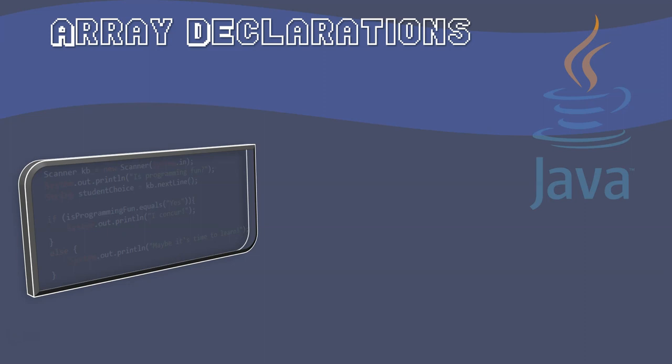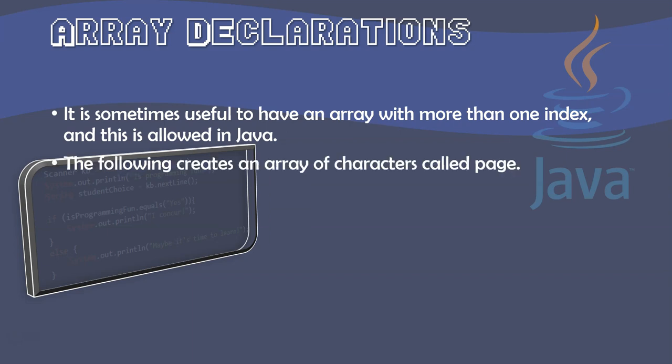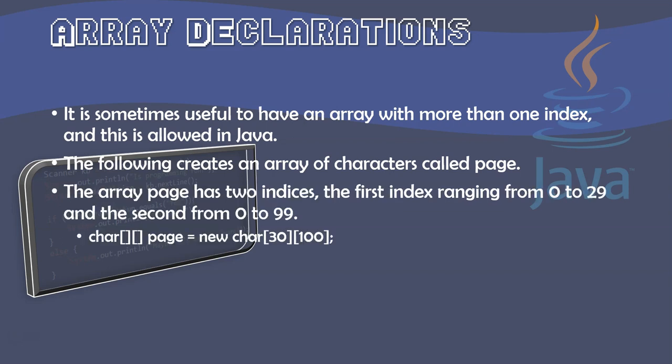So let's start off by looking at the array declarations for these multi-dimensional arrays. It's sometimes useful to have an array with more than one index, and this is allowed in Java. So the following would create an array of characters called page. The array page has two indices, the first index ranging from 0 to 29 and the second from 0 to 99. So char[][] page = new char[30][100].